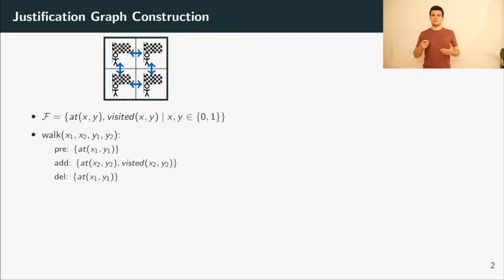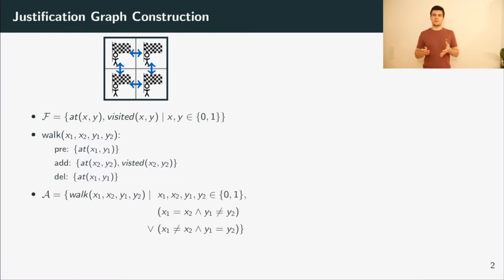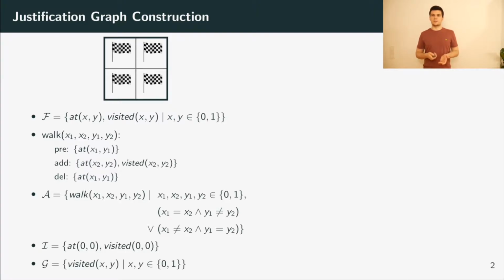The player needs to be able to walk around the field, so we have an action that is called walk, and our set of actions will be just those actions that move between adjacent tiles. Initially, the player is in the bottom left corner, and our goal is to visit all tiles.